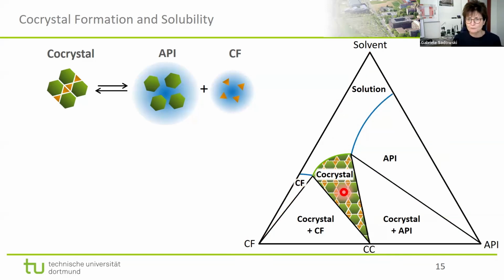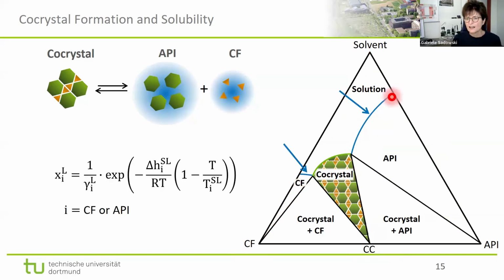So what do we do? We first are interested in getting the solubility of the API in the solvent co-former mixture. So this is this blue line here. And we are interested in this line. This is the solubility of the co-former in a solvent and in presence of the API. This is this blue line. And for these blue lines, we use the equation we already have.